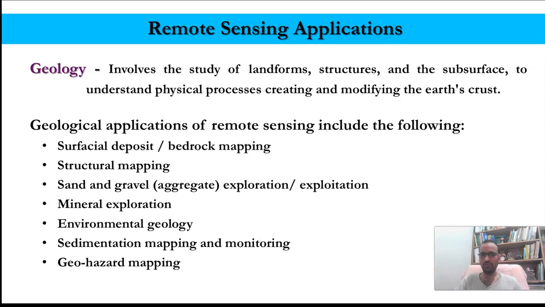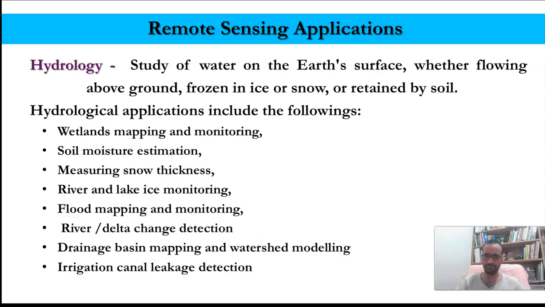So here are some bullet points highlighting what kind of study you can do by using remote sensing data in geology, like subsurface deposition, bedrock mapping, structural mapping, and sand and gravel exploration and exploitation. Okay, mineral exploration, environmental geology, sedimentation mapping and monitoring. Okay, in the river or in the river bed. Okay, and along the river you can also monitor the sedimentation and do geohazard mapping. Yeah, there are many types of geohazards, so you can map them by using remote sensing.